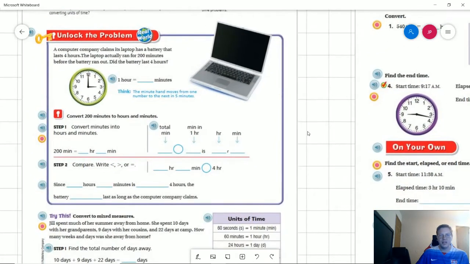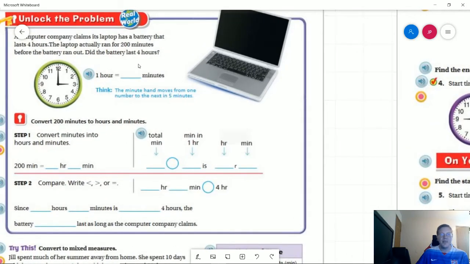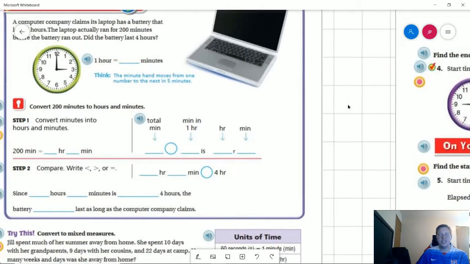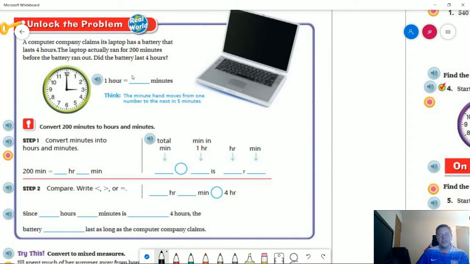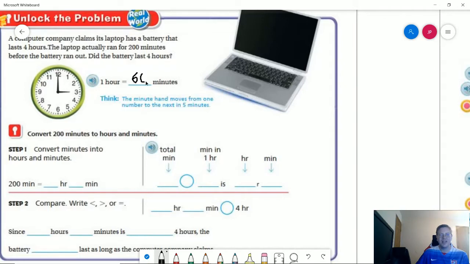So to start with our unlock the problem, we want to figure out whether or not a battery lasts 4 hours. It says the laptop ran for 200 minutes before the battery ran out. Did the battery last 4 hours? So 1 hour, as I showed you here, is going to equal 60 minutes. I think everyone knows that particular conversion without any problem by this point. And so we are going to convert from minutes to hours and minutes.